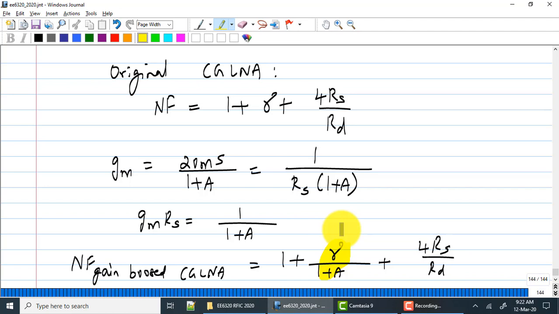Just one obvious catch. What is that? We assumed that A is noiseless. You can never get a noiseless amplifier. So unfortunately, A adds noise.